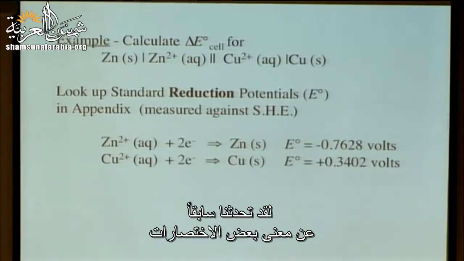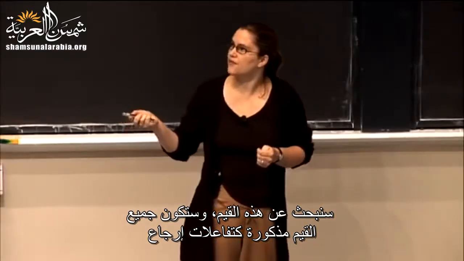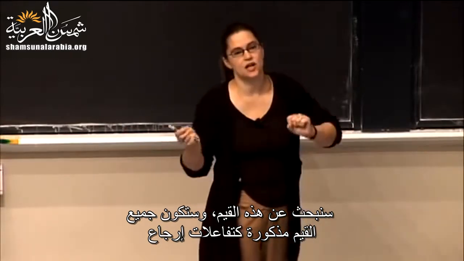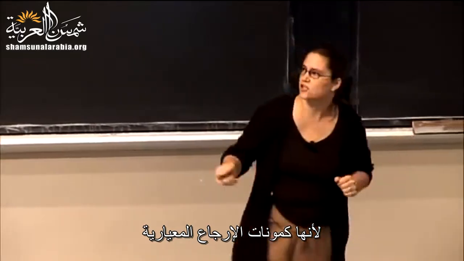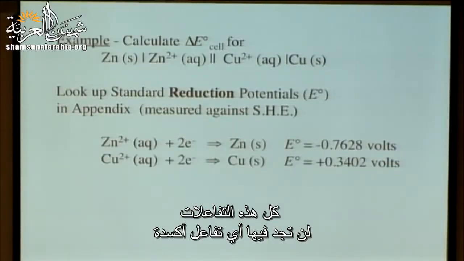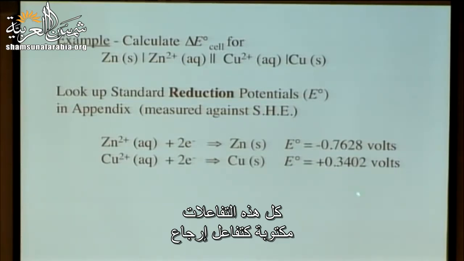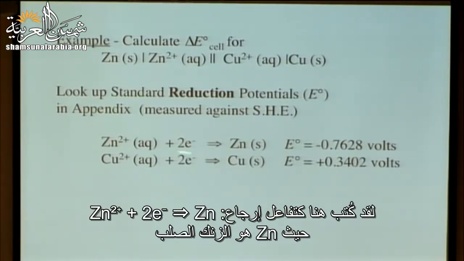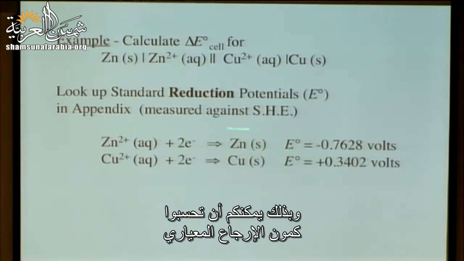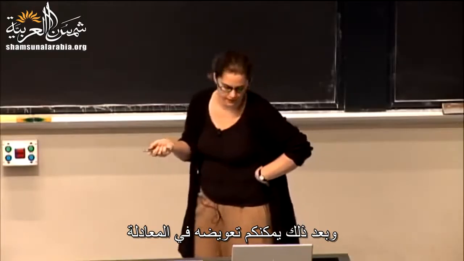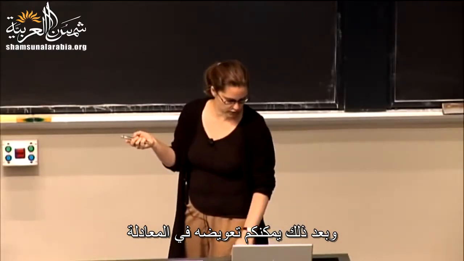So we talked last time about what some of these abbreviations mean. So we can look up the values, and they're all going to be listed as reduction reactions because they are standard reduction potentials. So if you're looking for ones written as oxidation, you'll be out of luck. They'll all be written as reductions. So here, written as a reduction, zinc plus 2 plus 2 electrons to zinc solid, copper plus 2 plus 2 electrons to copper solid, and you can look up those standard reduction potentials. And then you can plug them in to your equation.